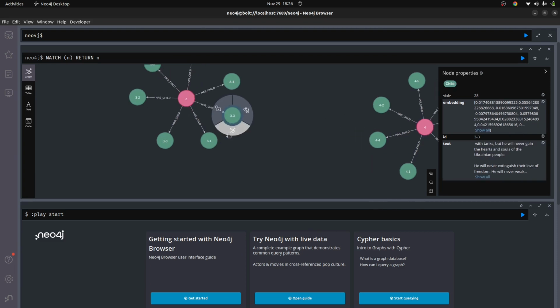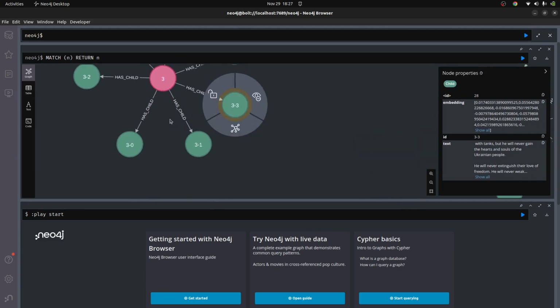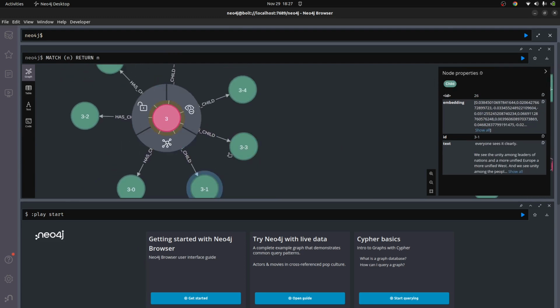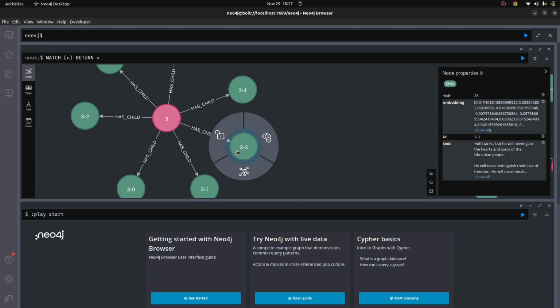Let me zoom in even more. So you can see right here, this is the parent document and these are the children documents. The children documents are just subsets of the parent document that give some specific information.